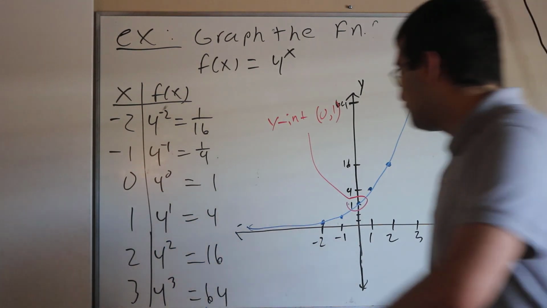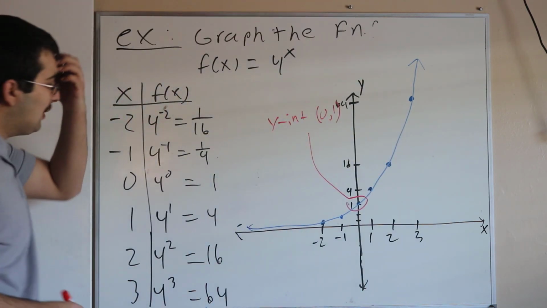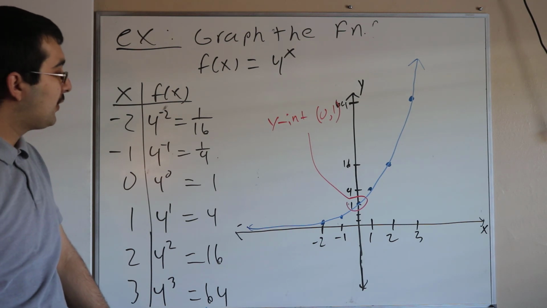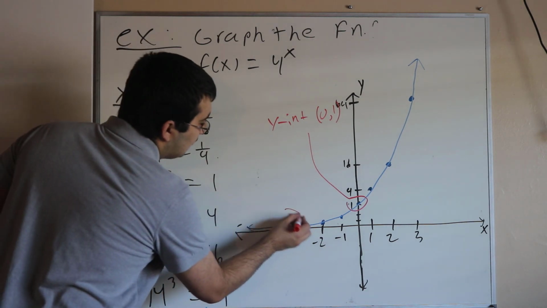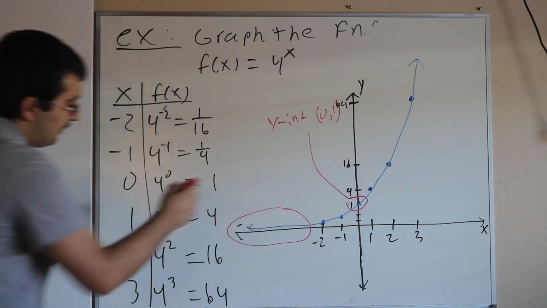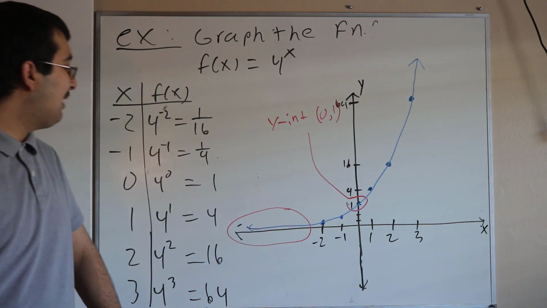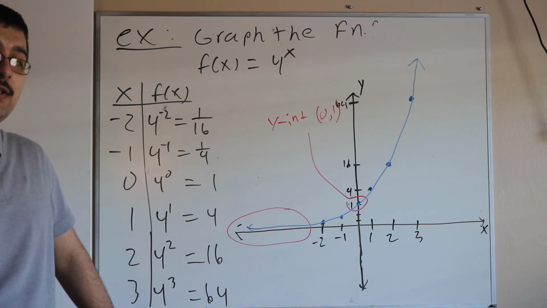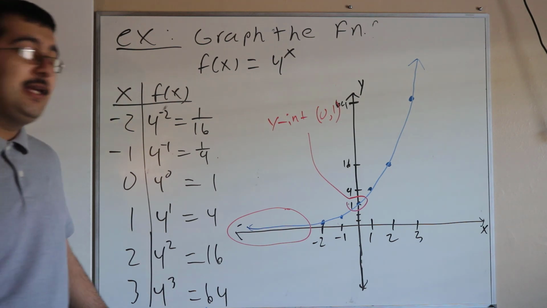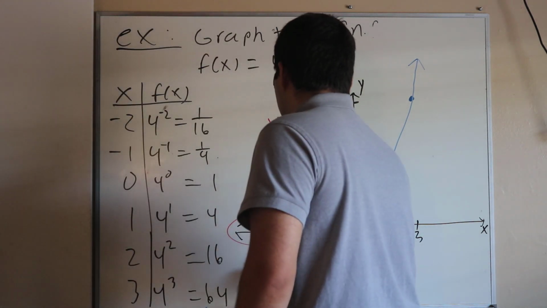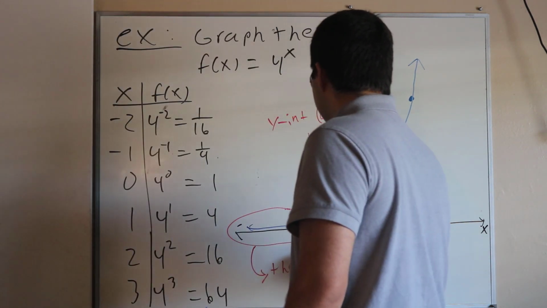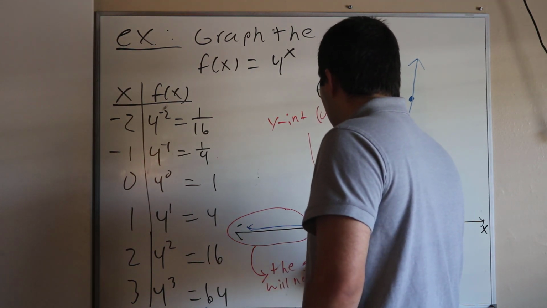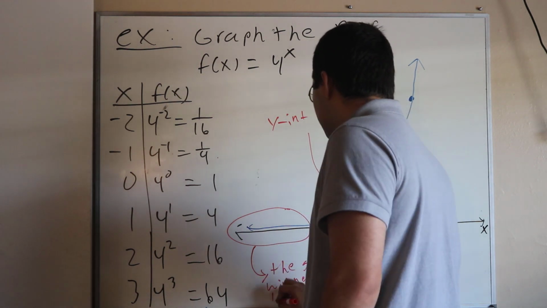Now what I've tried to sketch right here, and what's going to be very important to note, and you're going to have to take my word on it for now, is that this portion of the graph right there will get closer and closer to the x-axis, but it will never cross the x-axis. So the graph will never cross the x-axis.